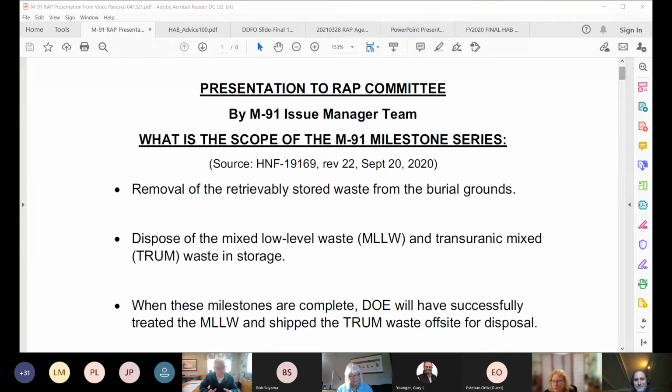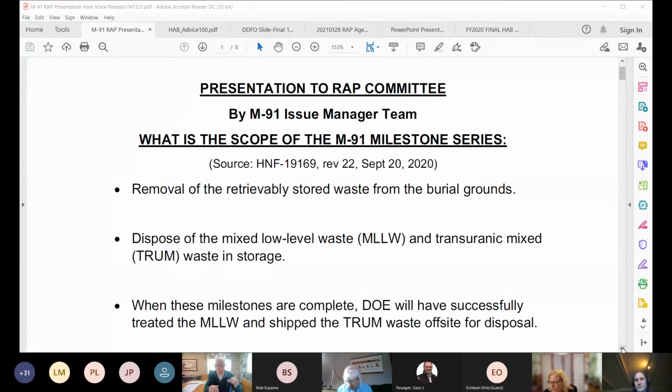Number one here is the scope. The scope is on topics, and M91 is retrievably stored waste. Why this is important is that the previous HAB advice wandered beyond M91. It wasn't focused. It was, get all the TRU out and get the global continuity. But if you're the people working on M91, you're restricted to a narrow scope. Let's focus on what that narrow scope is.